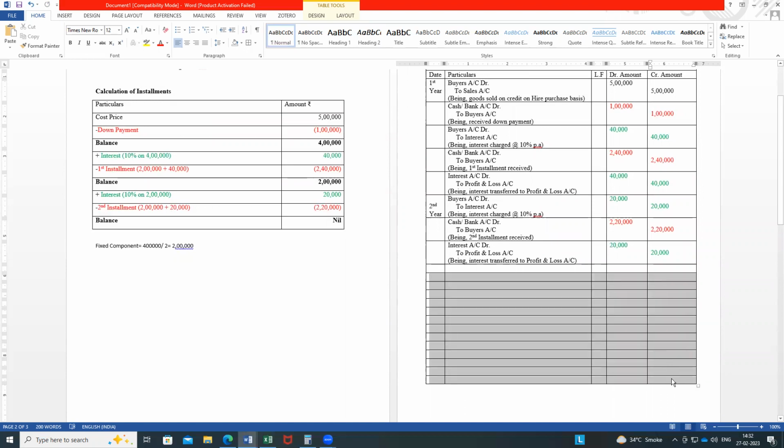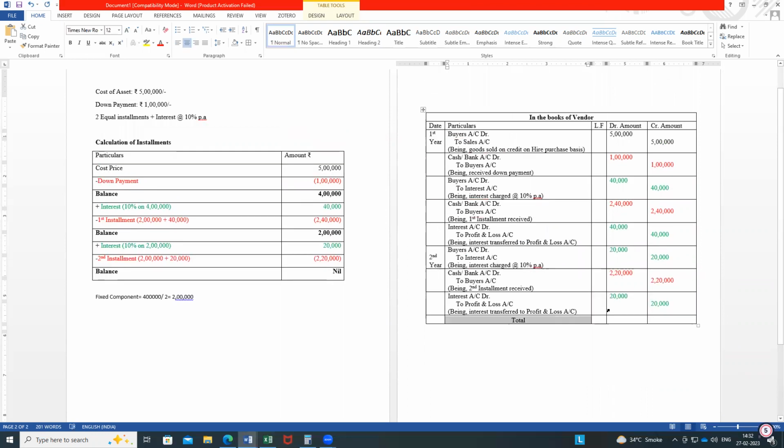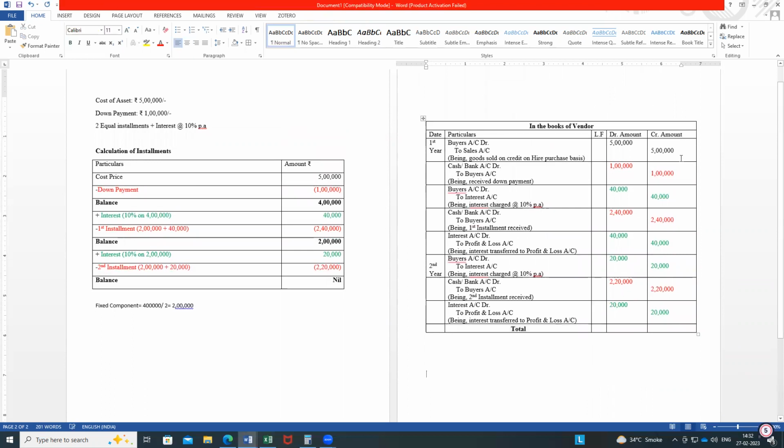And then at the end, you need to make sure that you take the total. If you don't wish to lose out a single mark, make sure that you also total all the amounts of the debit and the credit side and write it at the bottom, which would be similar. Okay, and that is how you need to pass the journal entries in the books of vendor.